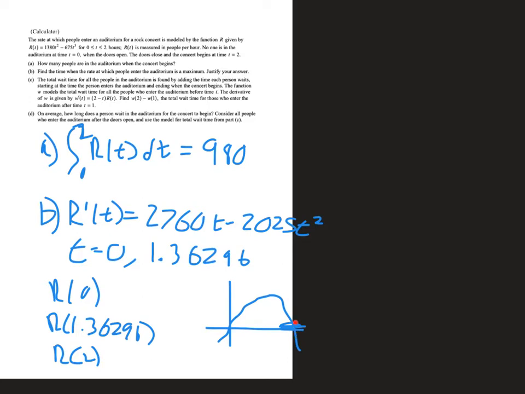And in order to be a maximum, you have to have that happen. Now you say, well, what about the endpoint? Well, look what happens at this x-intercept. The rate is now decreasing because r prime is negative. So r of 2 can't be bigger than r of 1.36296. So that one's got to be my maximum.